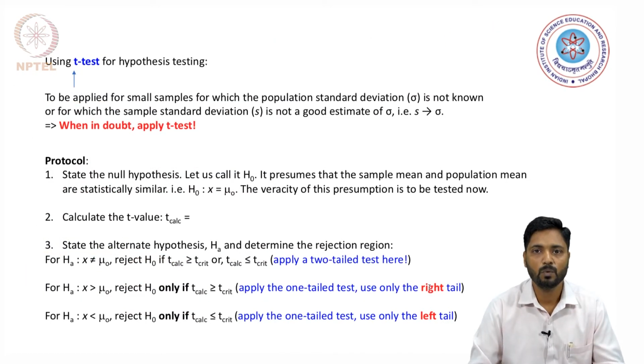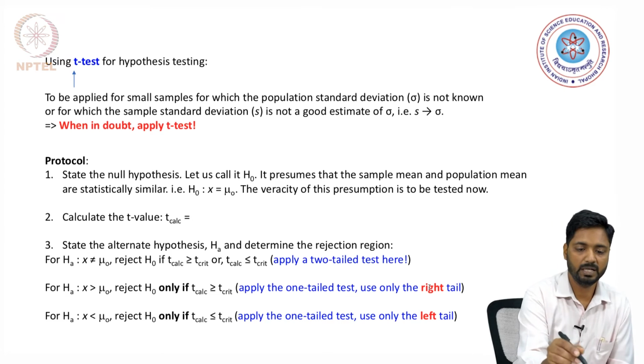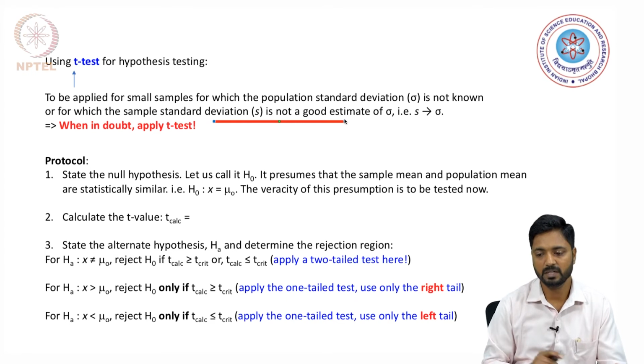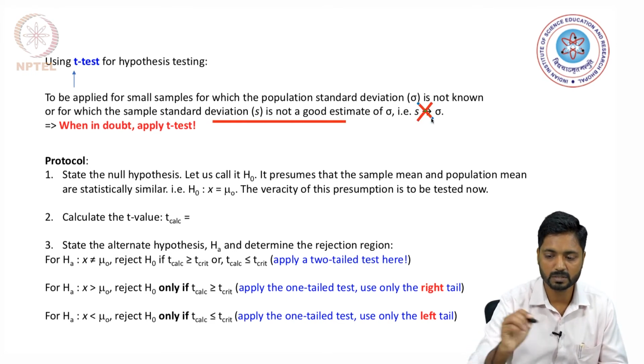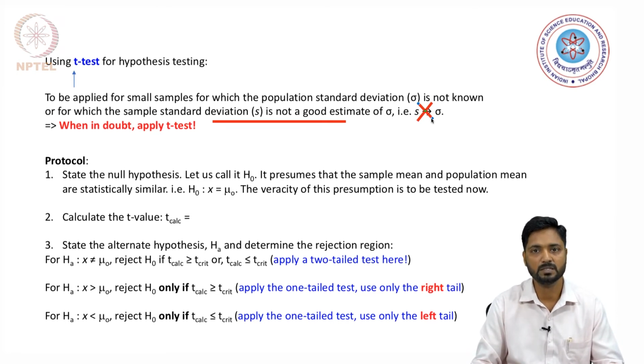Okay. Now under which conditions do we apply the t-test? For hypothesis testing, the t-test is to be applied when we do not have a good estimate of the population standard deviation, or in other words, the presumption that the sample standard deviation is similar to the population standard deviation cannot be considered true. In those cases, or whenever you are in doubt, you should apply the t-test.